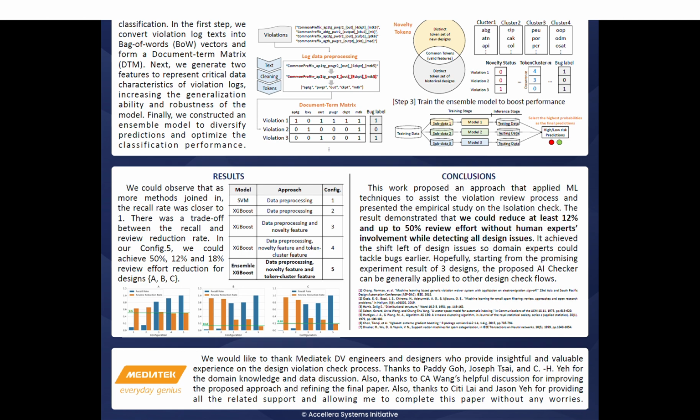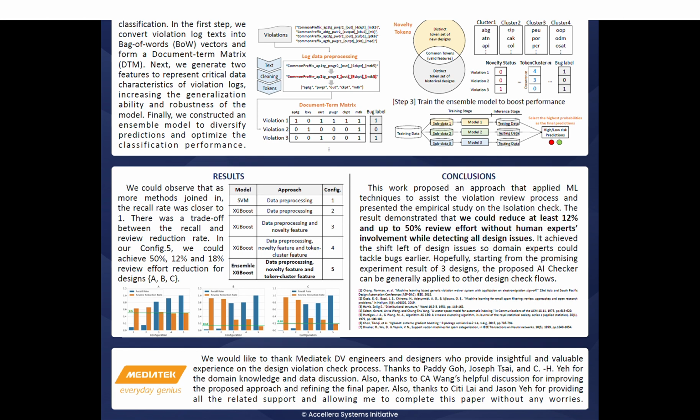The recall rate denotes the ratio of the number of true design issues in the predicted high-risk violations divided by the number of total true design issues. A recall rate equal to 1 indicates that the predicted high-risk violations contain all true design issues. The review reduction rate represents the percentage of low-risk violations removed from the review process. In practice, designers have no need to review low-risk violations identified by the AI checker.